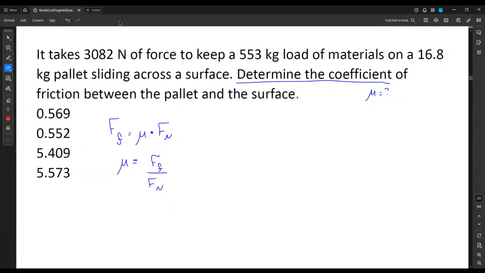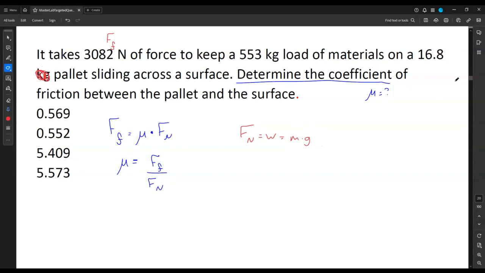If it's going to take this much force to keep the object moving, then that must be our friction force. You've got to push with that much, or otherwise friction is going to make things grind to a halt. So that's the first piece of information. Then the second piece is why we had to learn the previous question. The normal force is going to come from the total weight of the object, which normally we don't have. So we'll end up taking the total mass and multiplying by gravity.